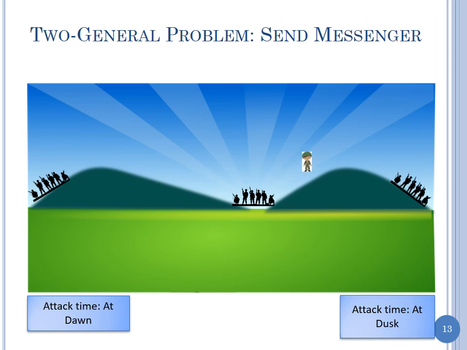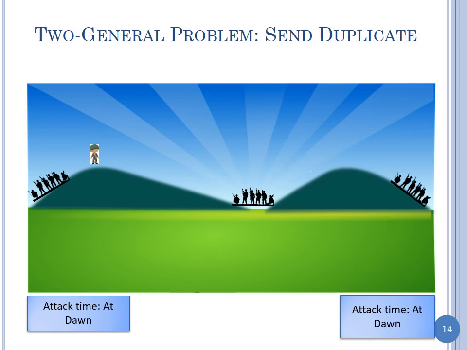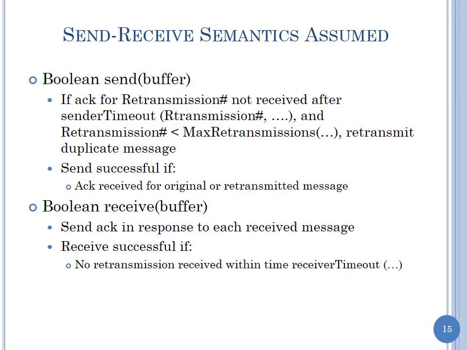The basic idea is that you send a message. If you don't get an ACK back within a certain time, you send another message. That's the idea of sending duplicate messages. We say we want to send a buffer, and it's going to return true or false, saying whether we were able to send it. We receive in a buffer, and it returns true or false whether it received it.